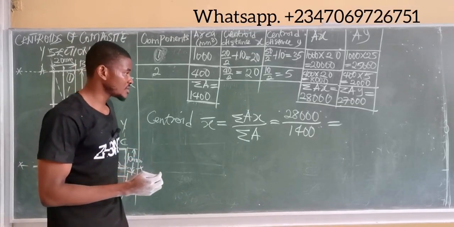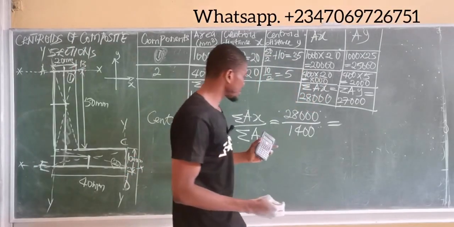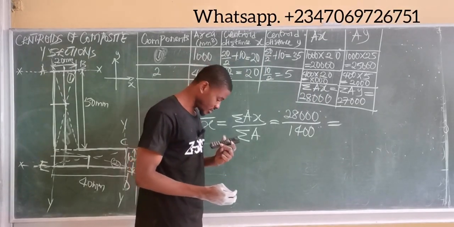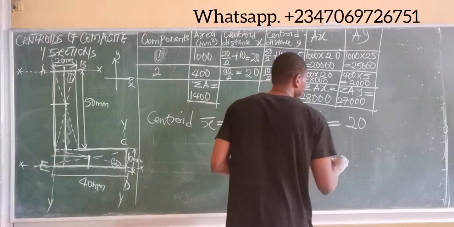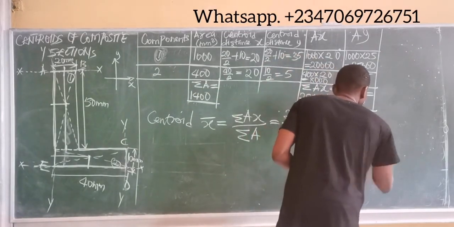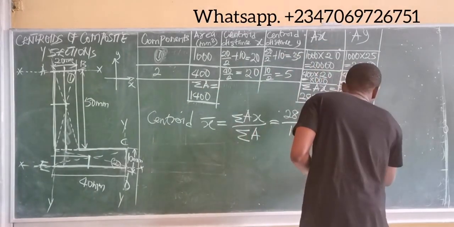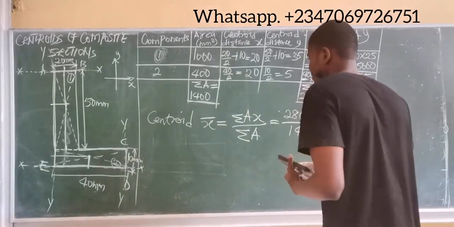So let's get that and see. 28,000 divided by 1,400 simply gives us 20. So this is actually 20 millimeter. This becomes the centroid distance in the x-axis.